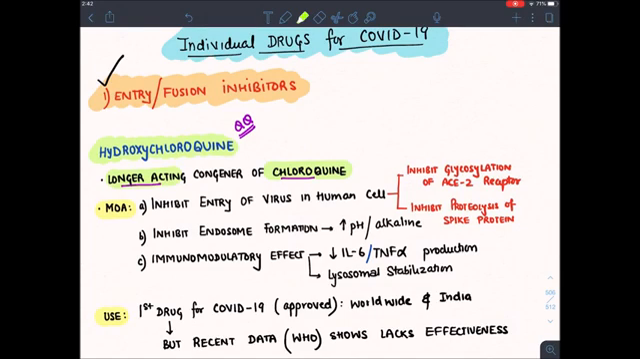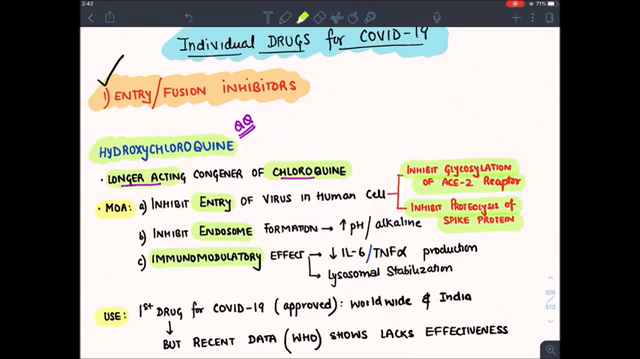Okay. Now what is the mechanism of action? It has three mechanisms of action. It inhibits entry. It inhibits endocytosis by formation of endosome. And it also has immunomodulatory effect. Now let's see how it inhibits entry of the virus into the cell. It inhibits glycosylation of ACE2 receptor. If you remember, ACE2 receptor was present on human cell. So it inhibits glycosylation of ACE2 receptor, and it inhibits proteolysis of spike protein present on coronavirus. Okay. So by these two mechanisms, it inhibits entry.